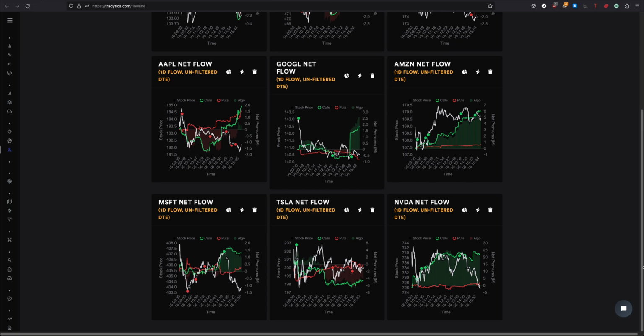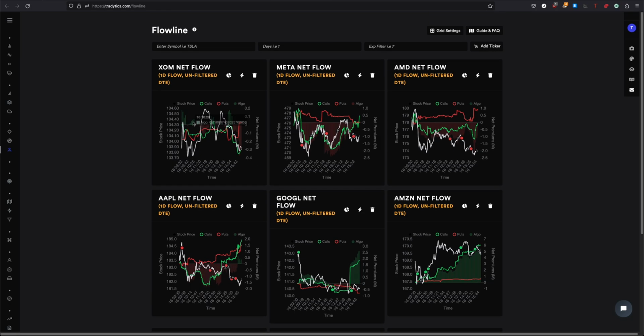So this, you can set up any tickers you like. If you're someone who just trades a very small selection of tickers, this is good for you to always be able to quickly reference flow on some of your favorite stocks and maybe get some trade ideas.